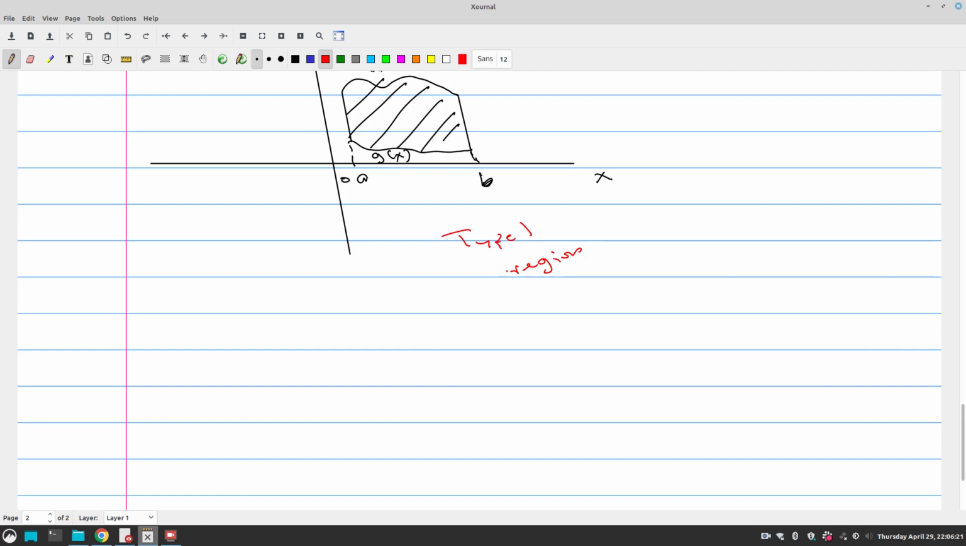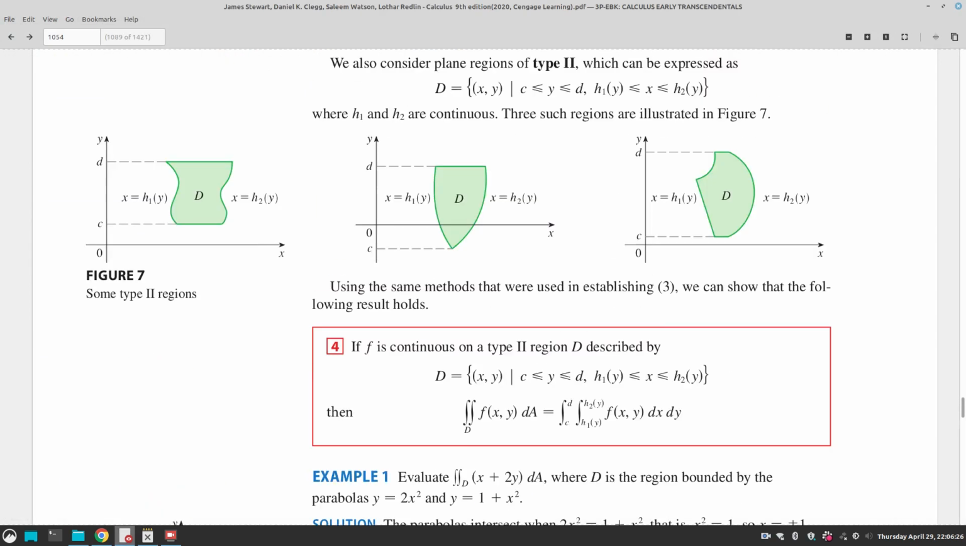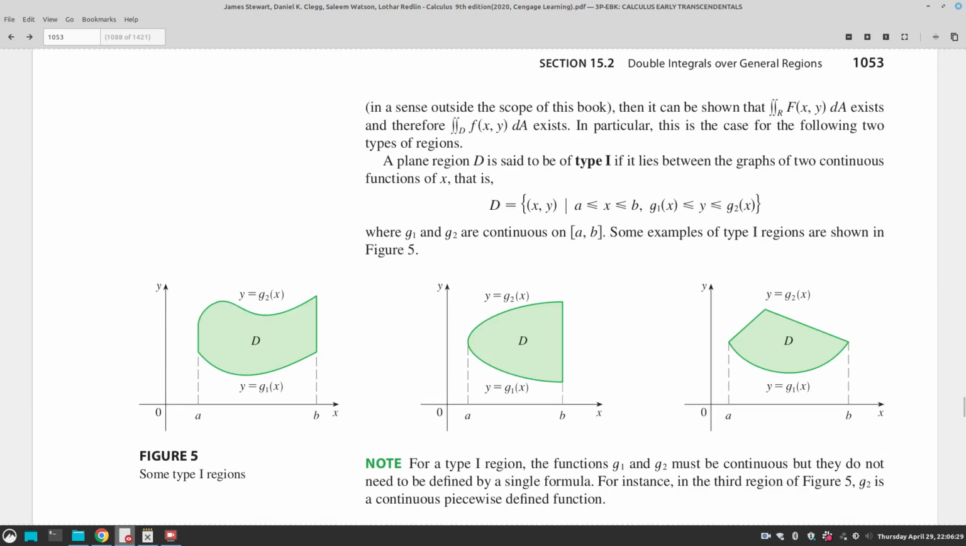There are some more examples of type 1 regions. They're given in the book. This is a type 1 region, the one that we have sketched, between g1(x) and g2(x). This is another type 1 region, bounded below by g1(x) and above by g2(x), bounded to the left by A, and to the right by B. And this is also a type 1 region, bounded to the left by A, to the right by B, below by g1(x) and above by g2(x).